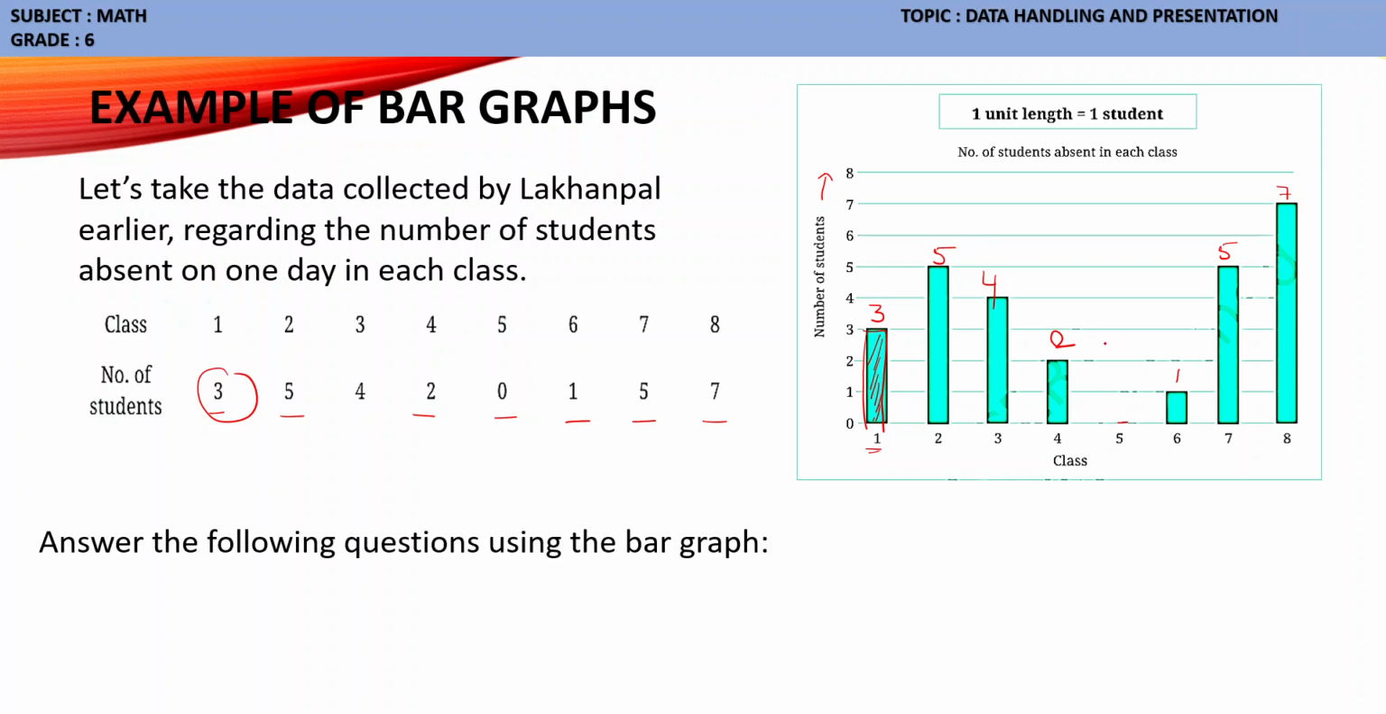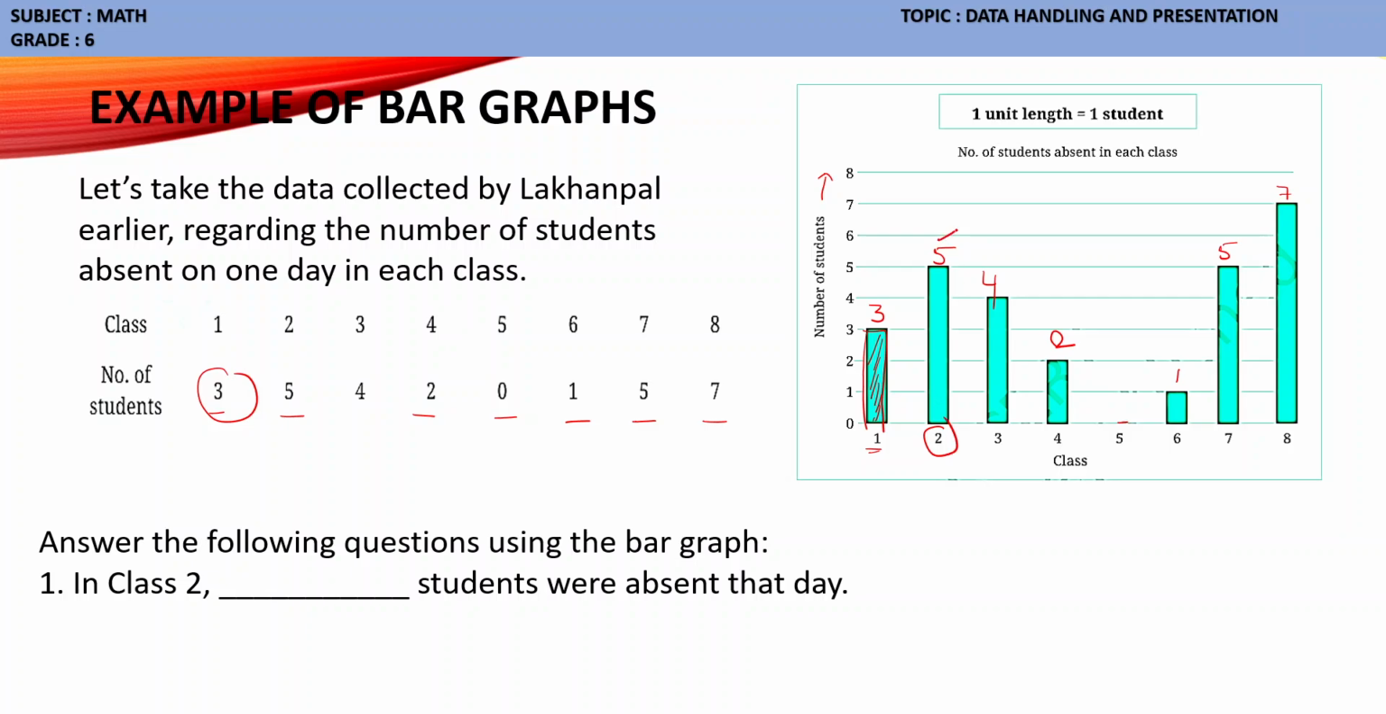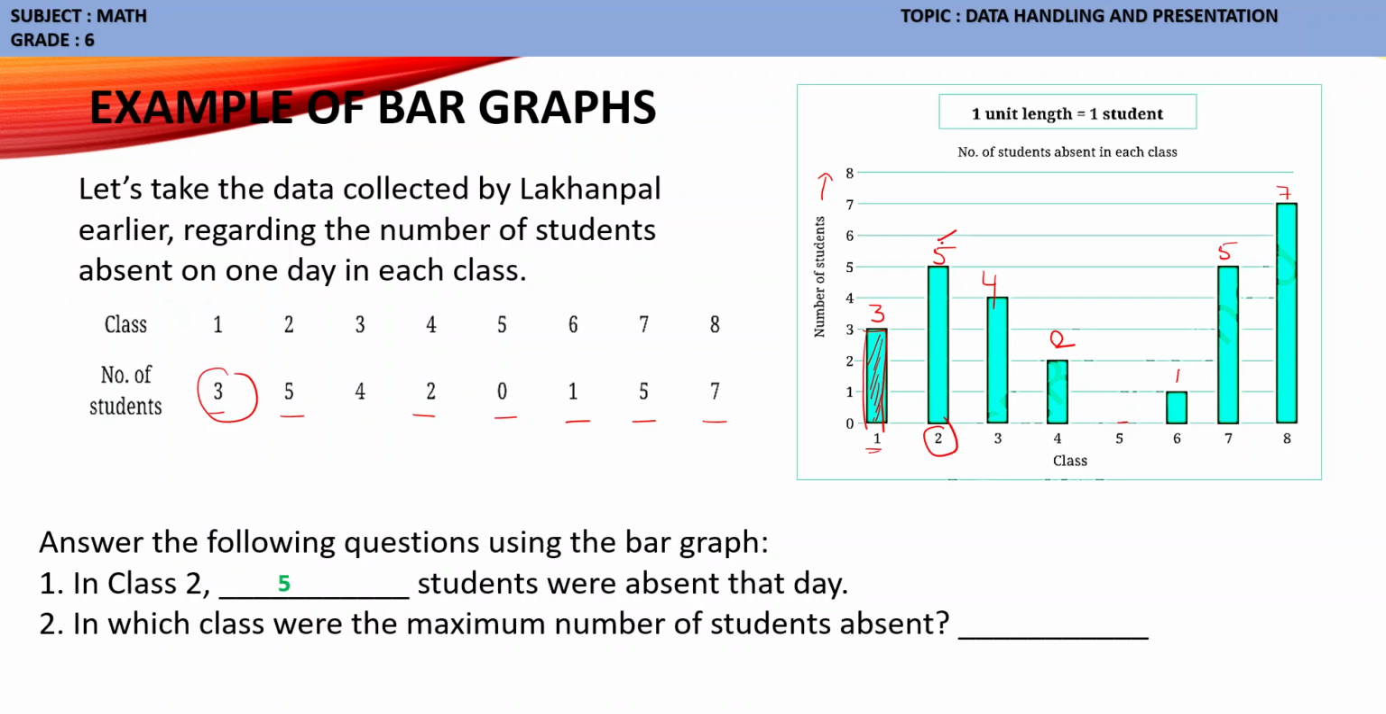Answer the following questions using the bar graph. In class 2, dash students were absent that day. This is class 2. How many students were absent? 5. Second question. In which class were the maximum number of students absent?